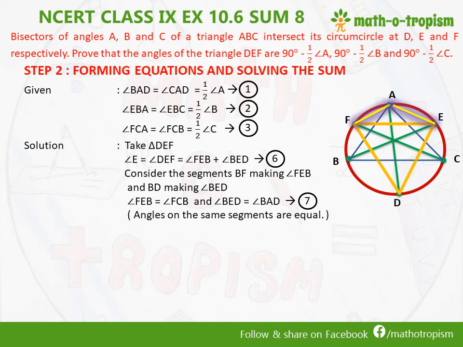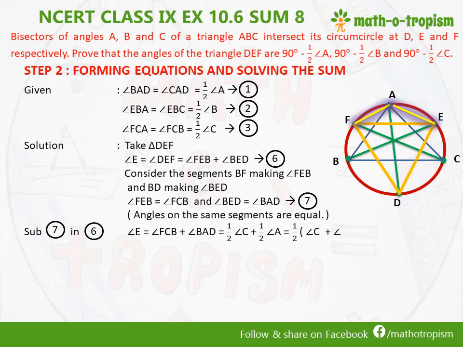Since both the angles are the same on the same segments, substituting 7 in 6, we get angle E is equal to angle FCB plus angle BAD, which is nothing but half of angle C plus half of angle A, which is half of the total of angle C plus angle A, which can be written as half of 180 minus angle B. So that comes as 90 degrees minus half of angle B. So angle E is proven.